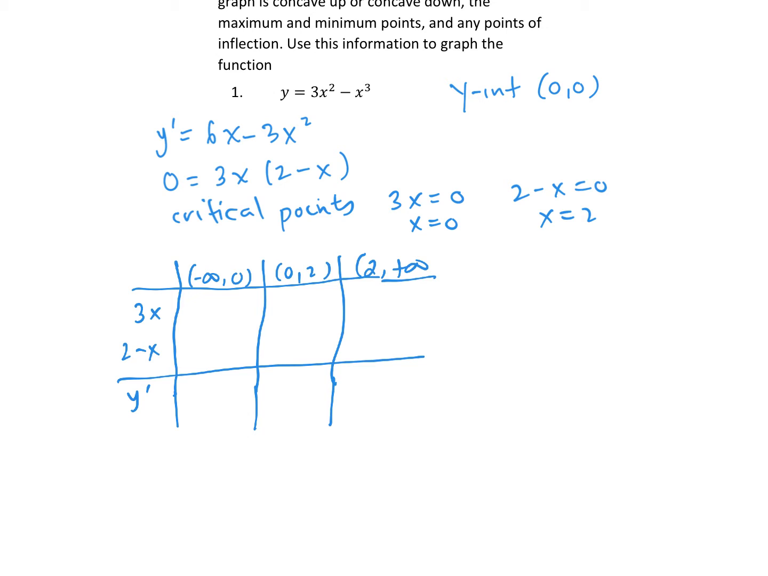So pick a number less than 0. We'll get a negative result, so it's decreasing in that interval. Increasing between 0 and 2, and then we'll pick a number bigger than 2. Negative results, so decreasing. So these are our intervals of increase and decrease, and we're also able to identify a local minimum at x equals 0 and a local max at x equals 2.